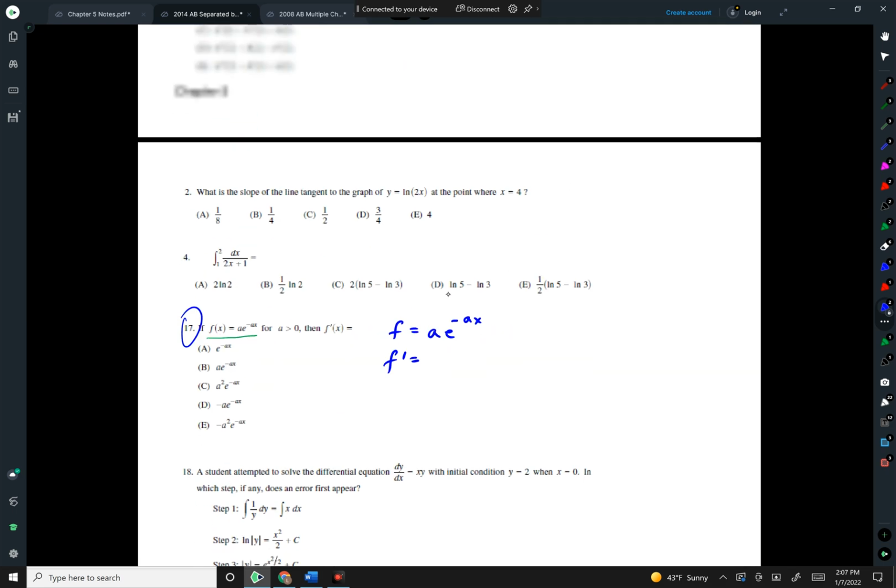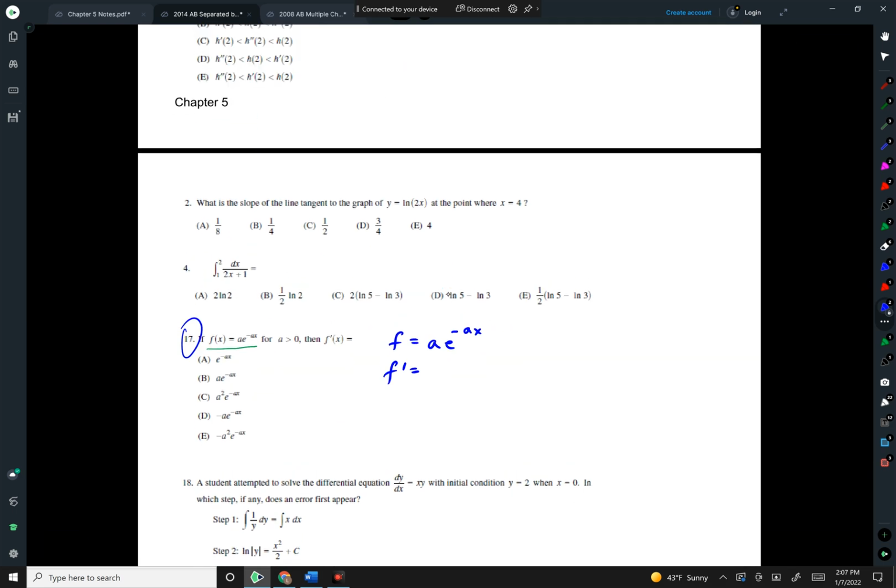All right. Tell me. Now what? What should I do with that a out in front? Leave it. All right. How do I find the derivative of exponential? It is itself. So e to the negative ax. And is that it? Chain rule, times the derivative of the exponent. So times what? Negative a. Is that a choice?